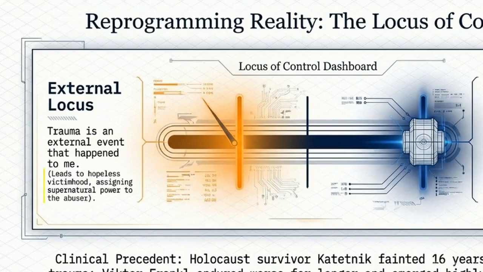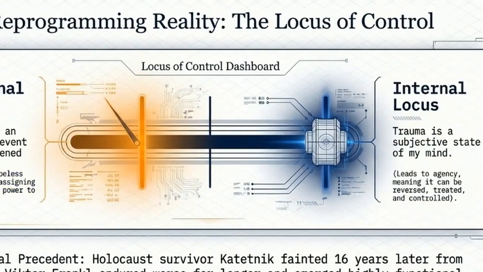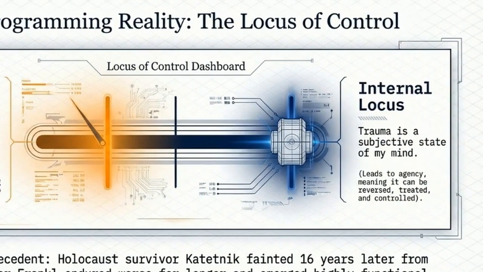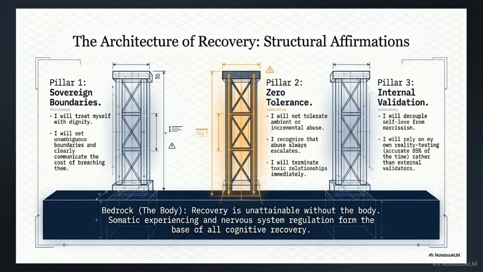An external locus leads to hopeless victimhood, assigning supernatural power to the abuser. Trauma is the mind's subjective reaction to an event. Reclaiming an internal locus means trauma can be reversed and controlled. These are the structural affirmations of recovery.